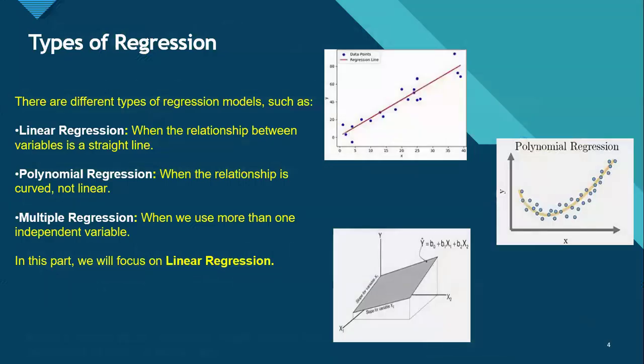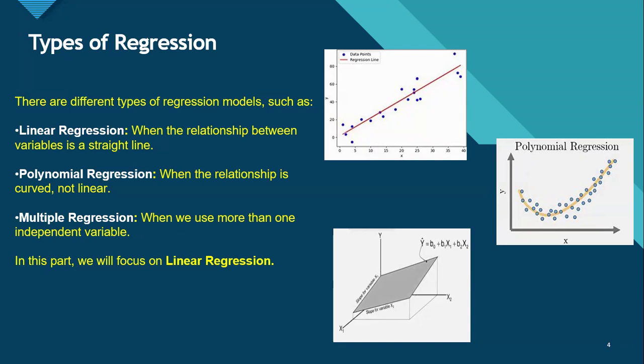There are many types of regression models. Some of the regression models are linear regression, when your independent variable and dependent variable are directly proportional. This usually gives a straight line in which the independent variable is plotted on the x-axis and the dependent variable is plotted on the y-axis, and we can see how the relationship works. And if we get a straight line, the data is linear. That is called linear regression.